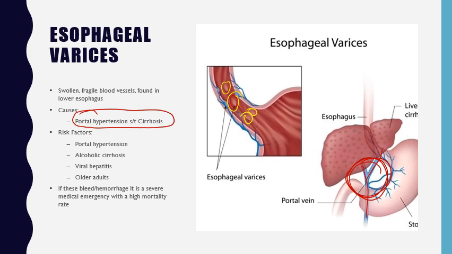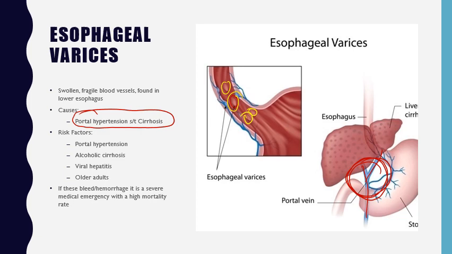Older adults have a depressed immune function, decreased liver function, and cardiac issues, so that makes them more vulnerable to this disorder, particularly when they start to bleed. If these bleed or hemorrhage, it is a severe medical emergency with a high mortality rate. So we talked about the portal hypertension a little bit, alcoholic cirrhosis, patients that get viral hepatitis, and being older are all things that can cause this.